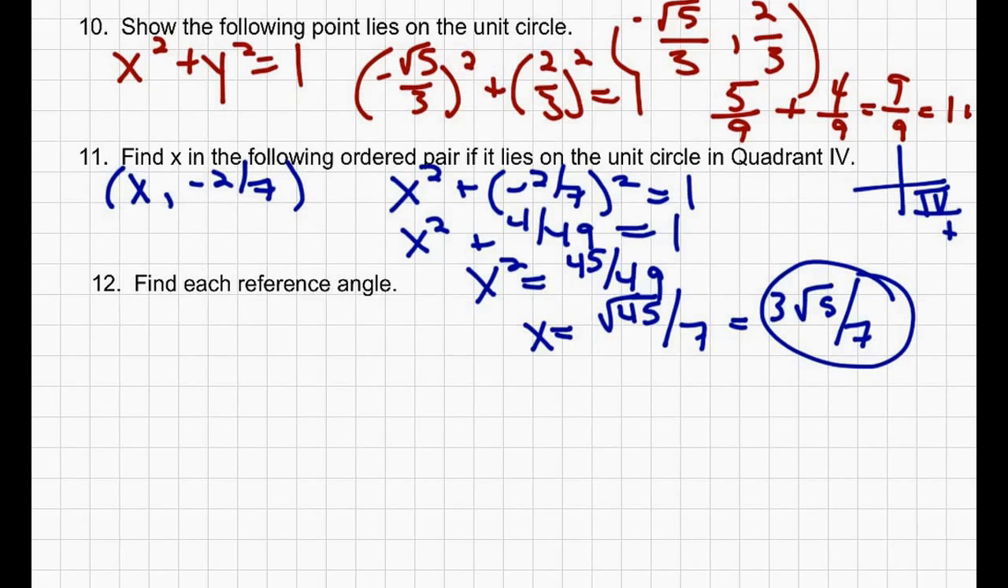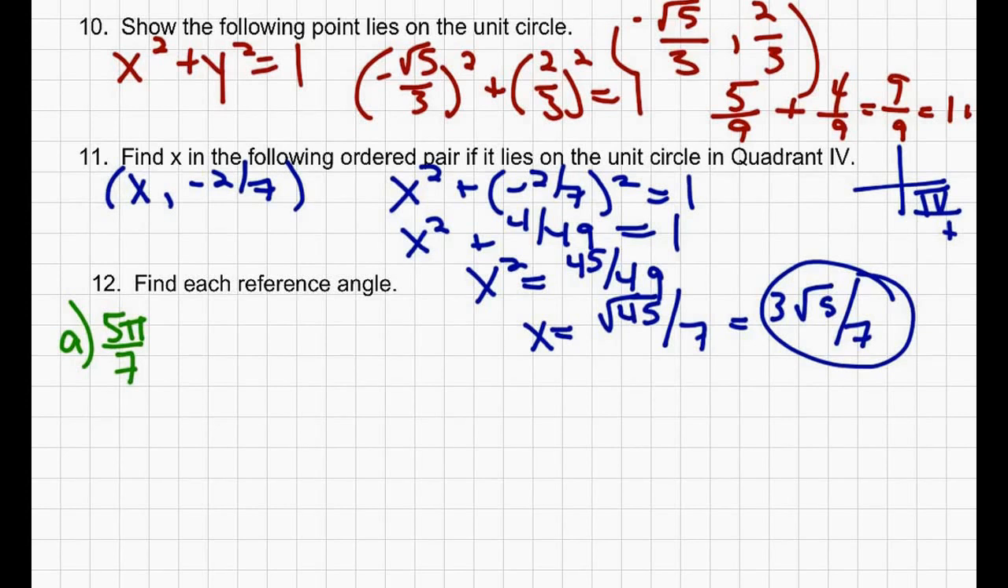Number 12, find each reference angle. Here's the thing. For the most part, what I had taught you about reference angles was correct, except for there were these small irregularities, and these small irregularities occur in problems A and B in number 12. So I'm going to look at A and B in a little bit different fashion. And it's going to be a little bit more work, but it should help you understand what's going on.